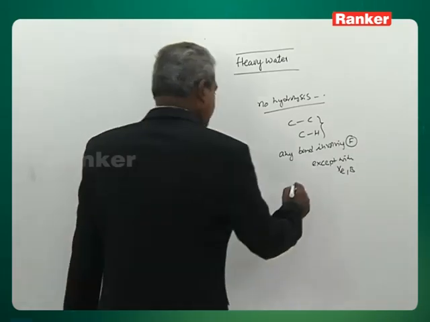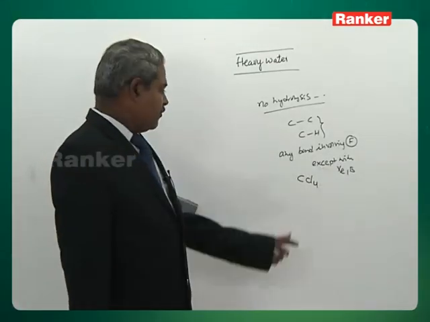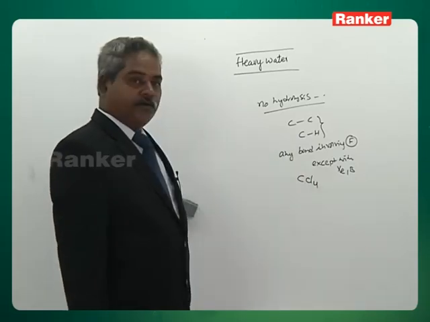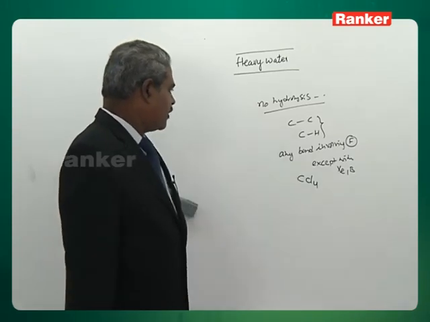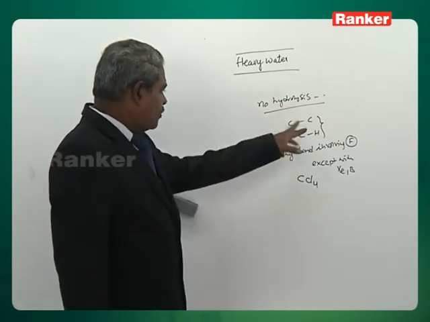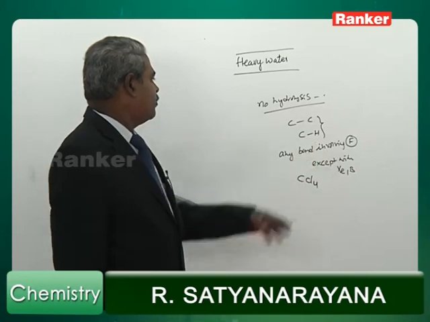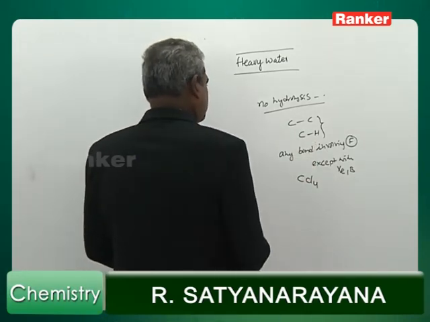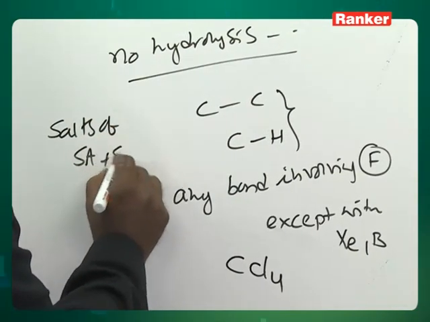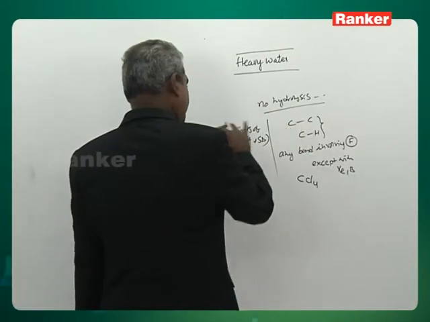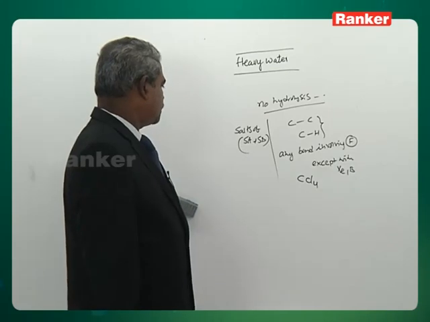Now, CCl4 doesn't undergo hydrolysis. CCl4, a net non-polar molecule, doesn't undergo hydrolysis because of non-availability of vacant orbitals. Carbon-hydrogen, CCl4, any bond involving fluorine except with xenon and boron, like that. Salts of strong acids and strong bases don't undergo hydrolysis. This is a different hydrolysis, salt hydrolysis, but no hydrolysis for salts of strong acids, strong bases.